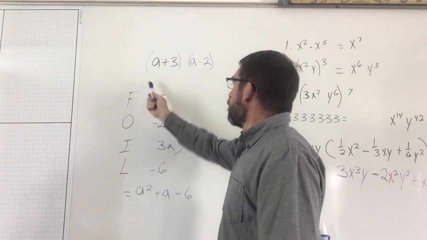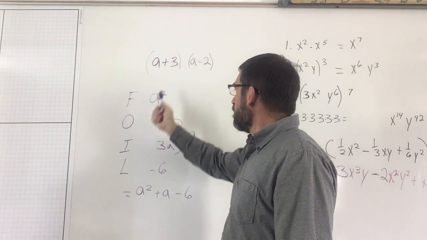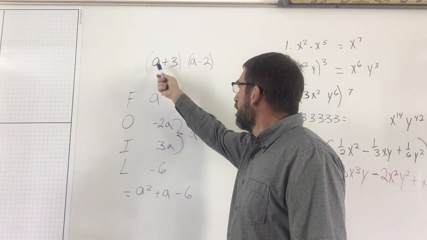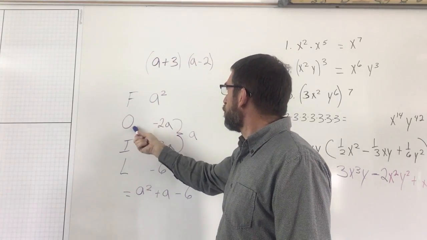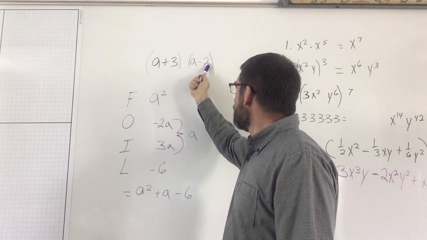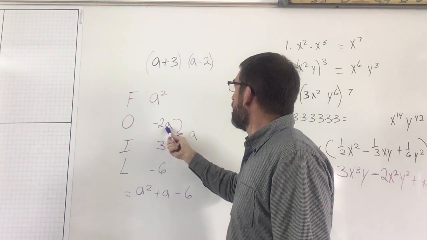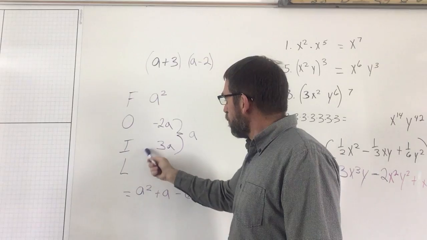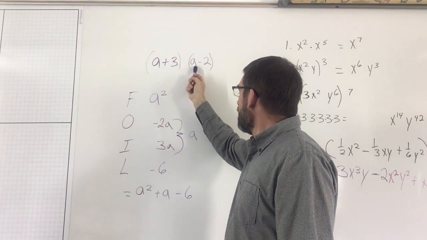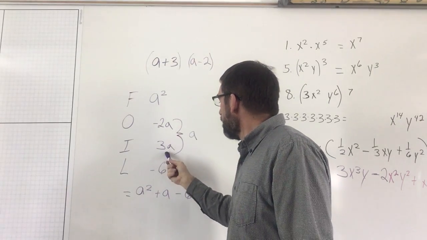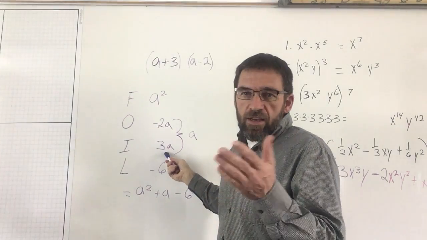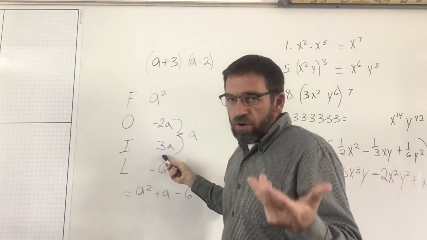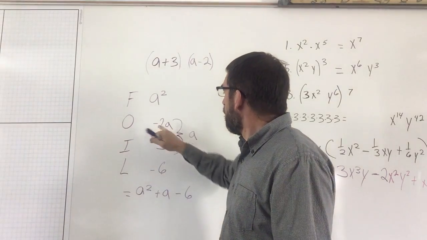You go first terms, a and a, you combine those as a squared. And then you go outer terms, a and negative 2 is negative 2a. And then you go inner terms, 3 and a makes you positive 3a. And anytime you can do this, you don't have to do it now, but we're going to do it right now.